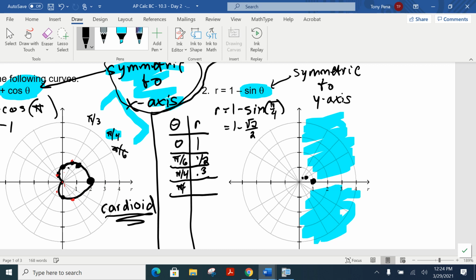And then finally, pi over 2 will complete the first quadrant. So the sine of pi over 2 is 1. You would end up then with 1 minus a 1. That's our 0, so that one's at the origin.